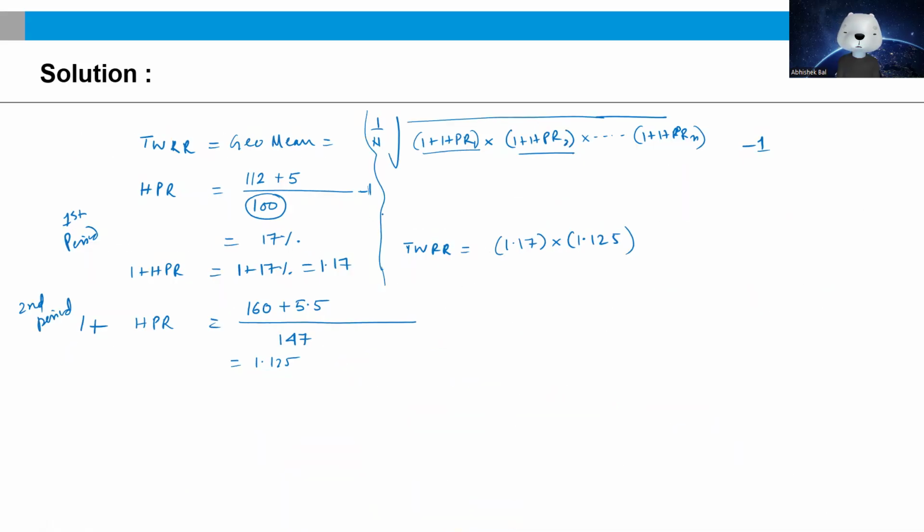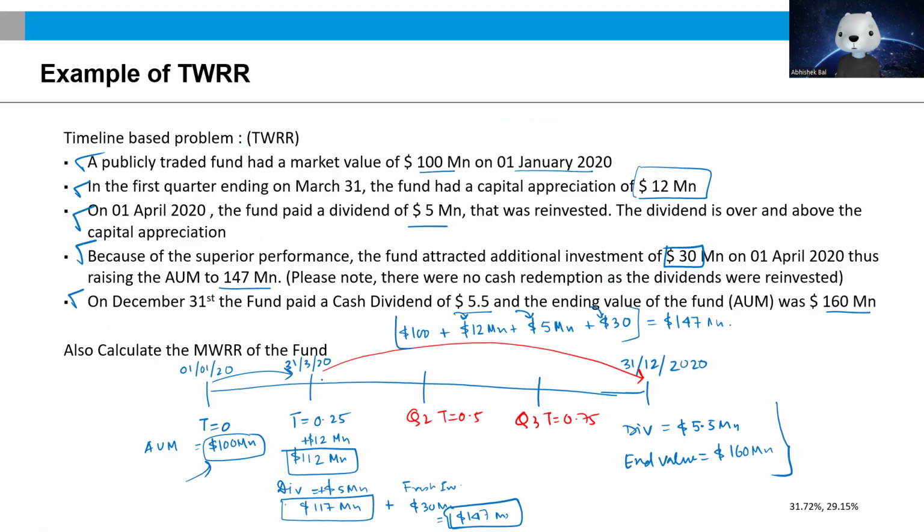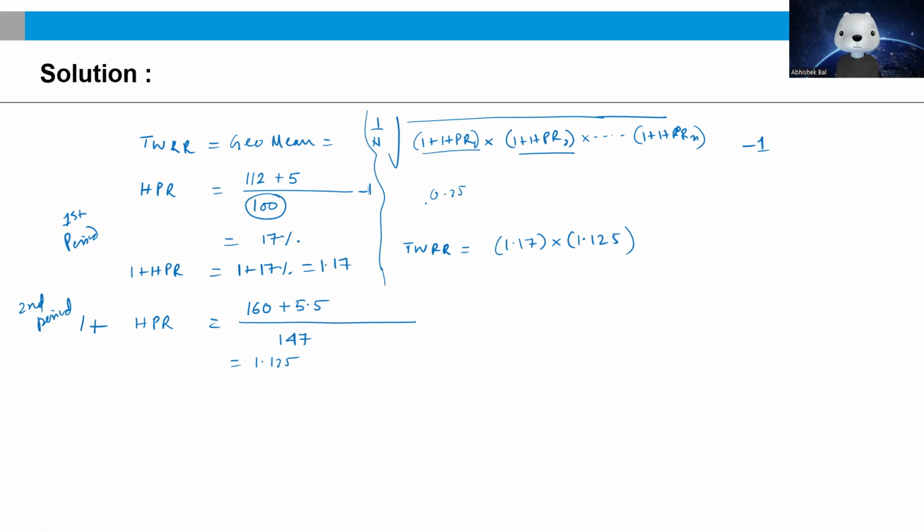So, of course, 0.25 quarter and 0.75 quarter. How is it 0.75? Because beyond the first quarter, there are 3 quarters remaining, which makes up 0.75 year. So the first quarter is 0.25 year, and the next 3 quarters put together is 0.75 year. Of course, you can understand when we put this in power, they're going to eventually add up to 1. So in this case, there is no need for us to separately put in this bracket.